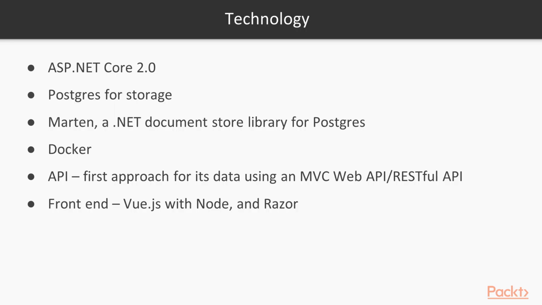Nooptime is built using the following technologies: ASP.NET Core 2, Postgres for storage, Marten, a .NET document store library for Postgres, Docker of course, and an API-first approach for its data using an MVC web API or RESTful API. This same approach is used for all uptime checks, which run as a standalone task inside the .NET Core process. And the front end uses a mixture of Vue.js with Node and Razor. However, we won't be concerning ourselves with the front-end UI side of things for the course.